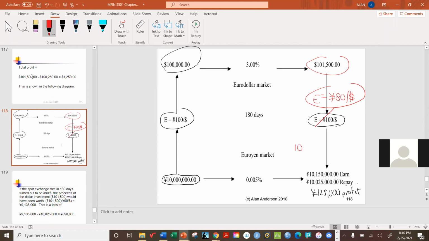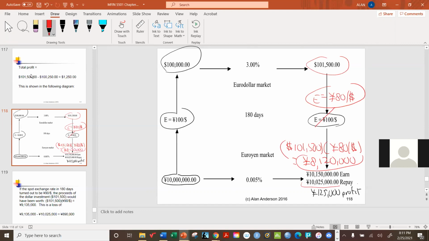So $101,500 times 80 yen per dollar. How much is that worth? Oh no, I'm almost afraid to look. 101,500 times 80 is only 8 million. Oh my God. 8 million 120,000 yen. So that's how much I have.